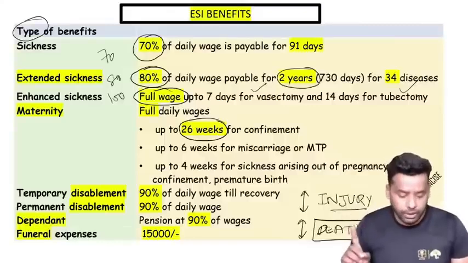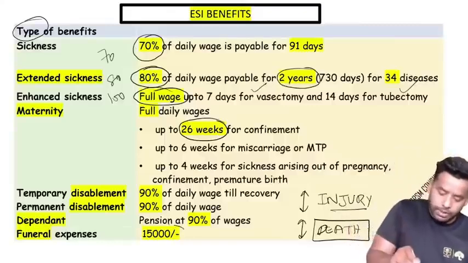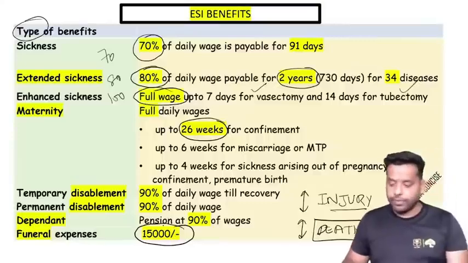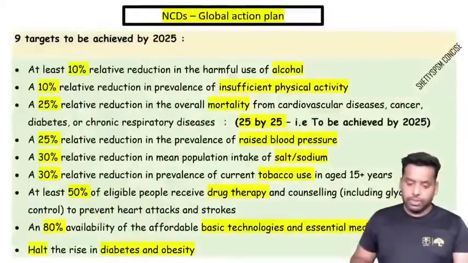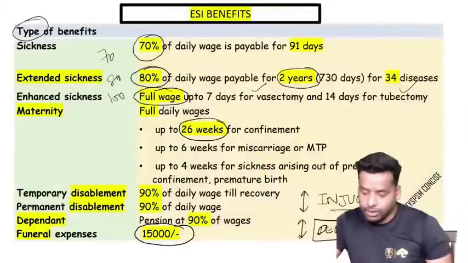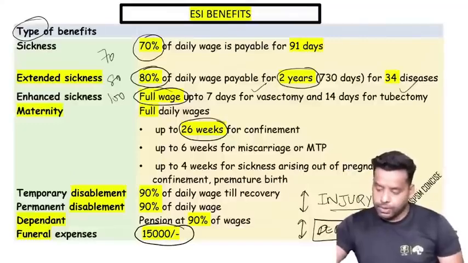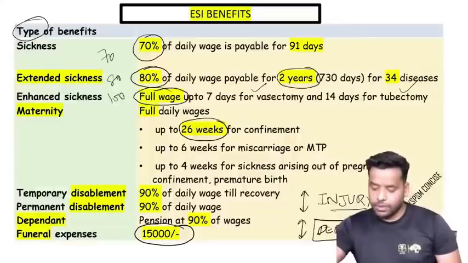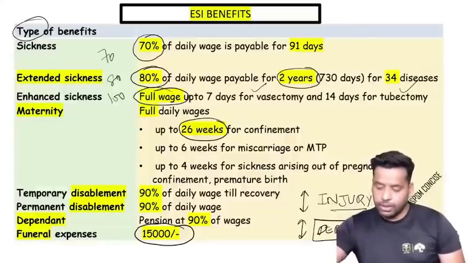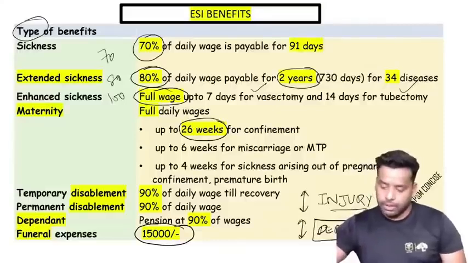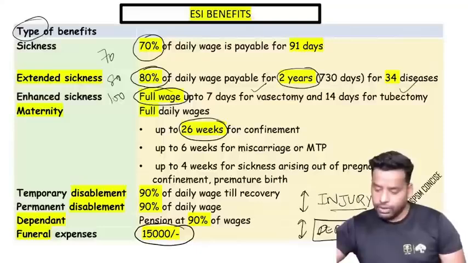Don't make a mistake between disablement benefit and dependent benefit. Both are different. How much is the funeral expenses now? Answer my next question. How much is the funeral expenses under the ESI scheme now? As of now, I am telling, 15,000 rupees. Funeral expenses, it is 15,000. Before it was 5, then it became 10, then it is 15,000. As of now, it is 15,000.